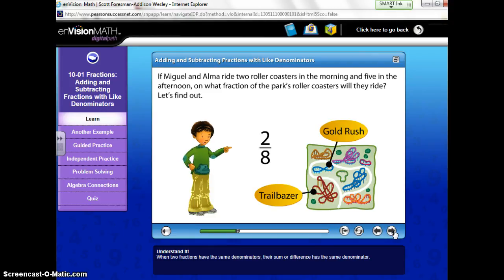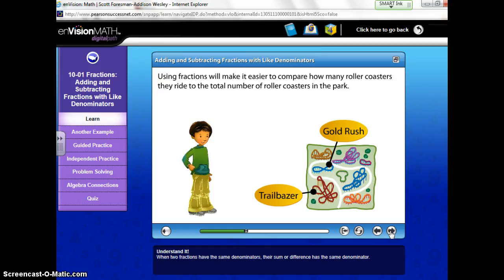So these two kids were going to an amusement park and they were going on some roller coasters. They went on 2 of them in the morning. Then in the afternoon, they were going to go on 5 more. Okay, so first of all, we know that the bottom number in our fraction is 8 because there are 1, 2, 3, 4, 5, 6, 7, 8 roller coasters. 2 in the morning, 5 in the afternoon. We can set up a problem using those 2 fractions, comparing them or putting them together.